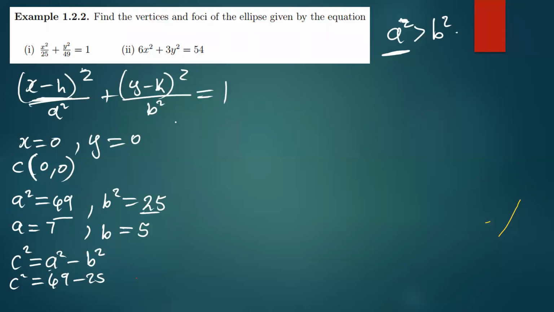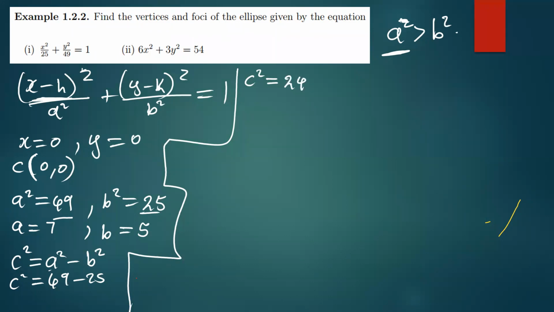And when you subtract 25 from 49, you get 24. So C is simply equal to the square root of 24.